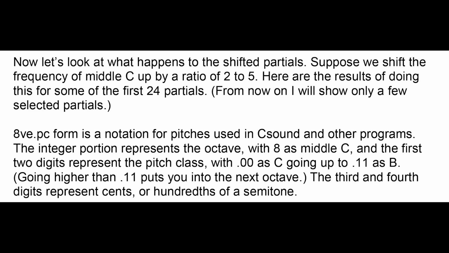8ve.pc form is a notation for pitches used in Csound and other programs. The integer portion represents the octave with 8 as middle C, and the first two digits represent the pitch class, with 0.00 as C going up to 0.11 as B. Going higher than 0.11 puts you into the next octave. The third and fourth digits represent cents, or hundredths of a semitone.